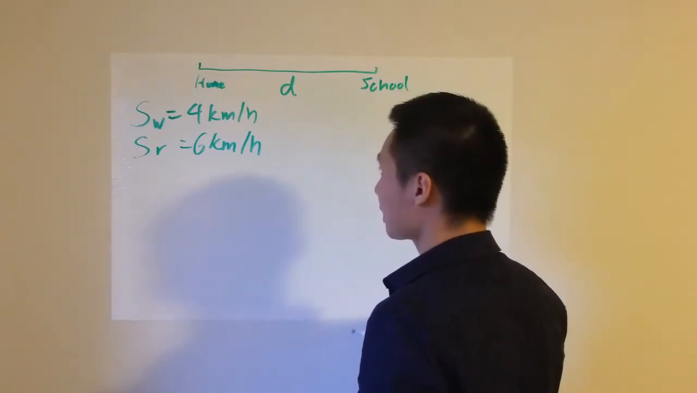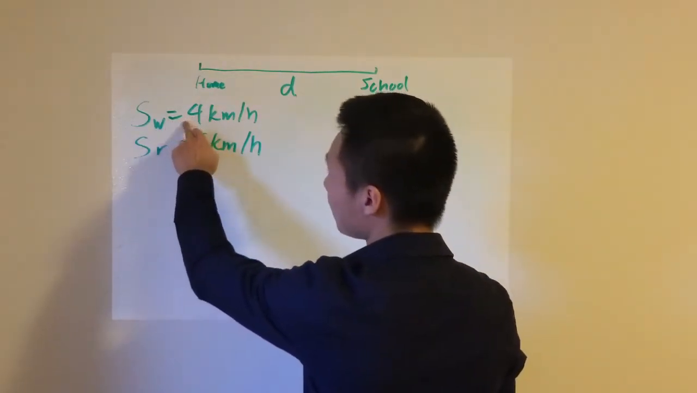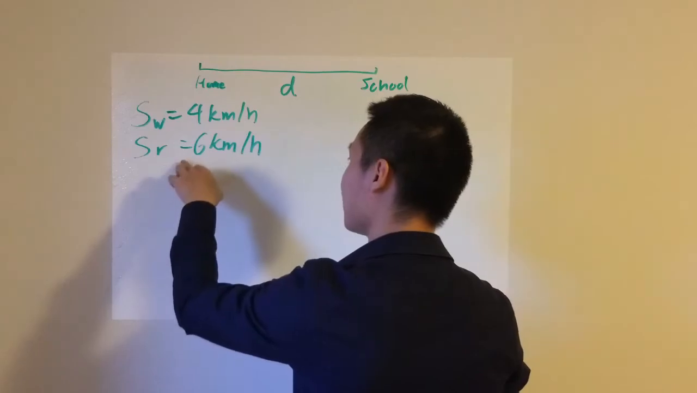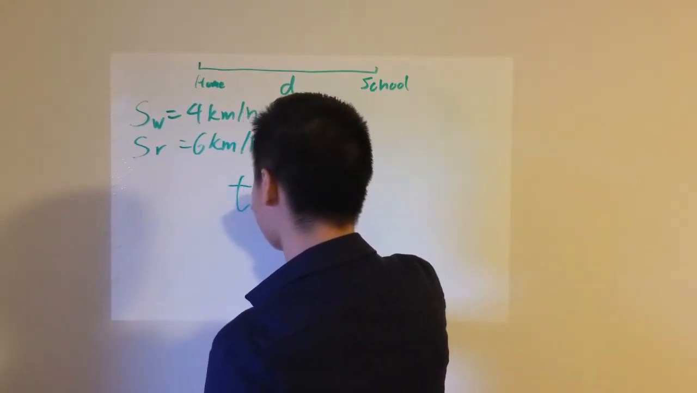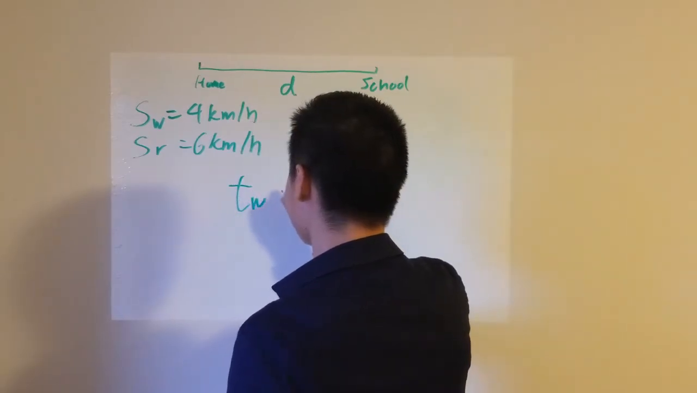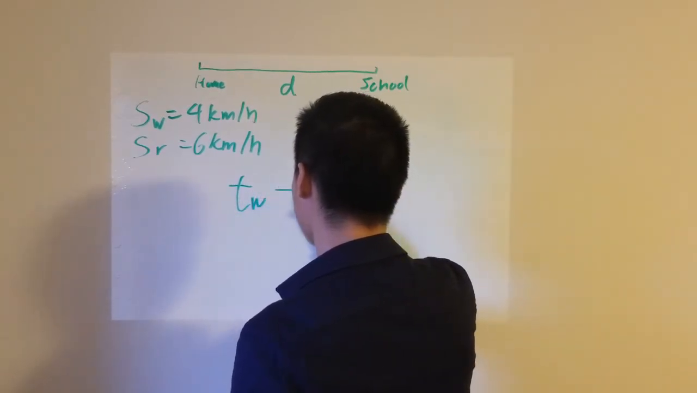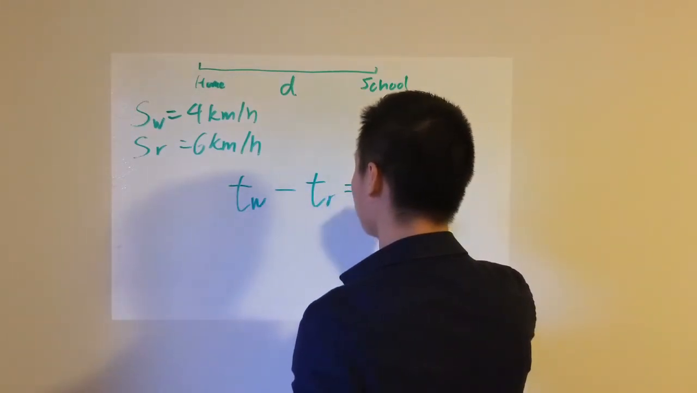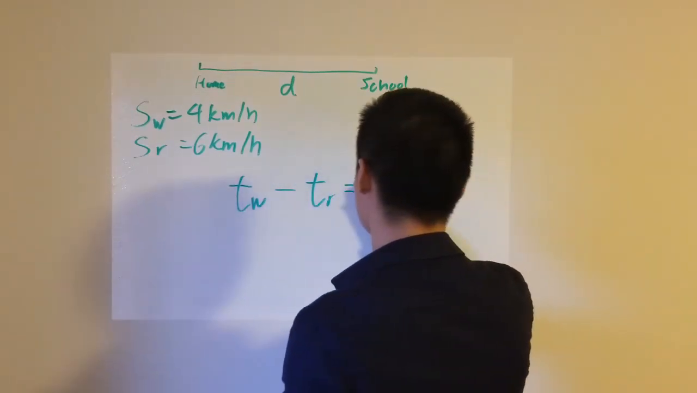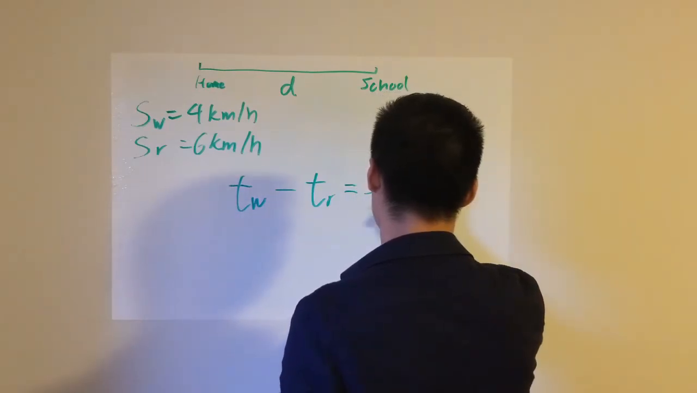And the time it takes to walk, obviously, is going to be longer than the time it takes to run. So we know that the time it takes to walk, let's call this TW, is going to be longer than the time it takes to run, let's call it TR. And by how much? The question says 3 3/4 minutes.